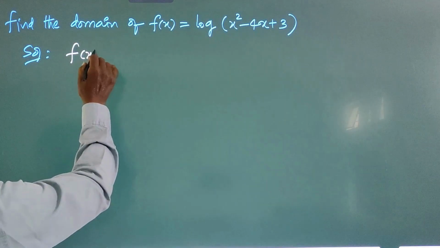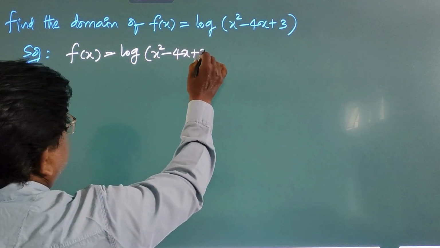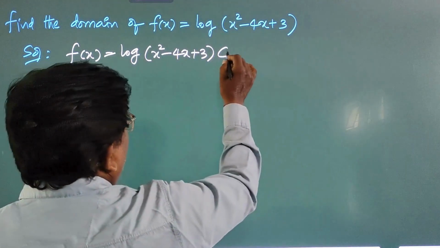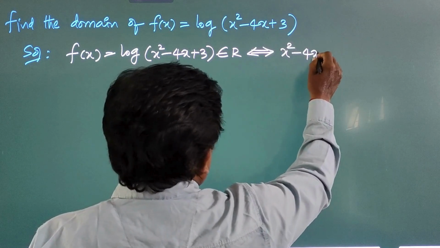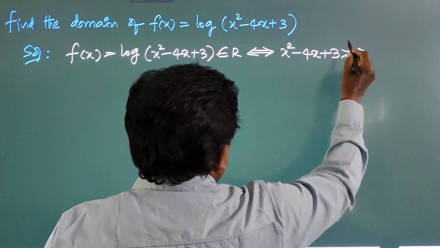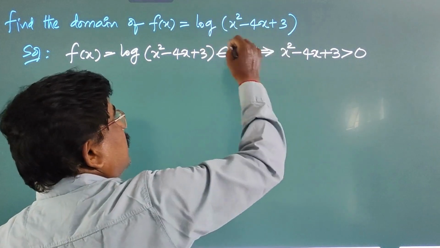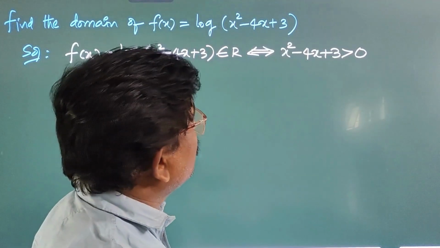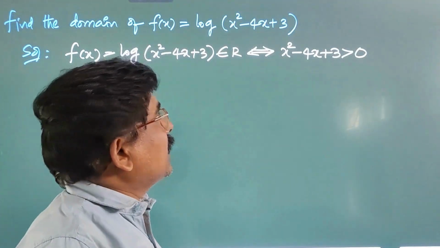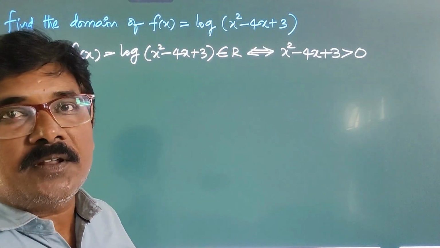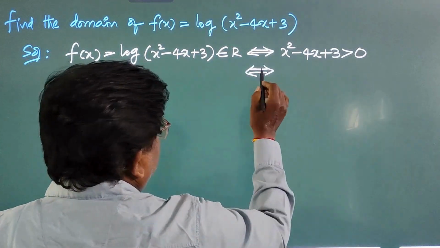f of x equal to log of x square minus 4x plus 3 is defined if x square minus 4x plus 3 is greater than 0. Because this is a logarithmic function, that means x square minus 4x plus 3 must be positive. For that value being positive, the logarithm is defined. Therefore, find the quadratic expression factors.